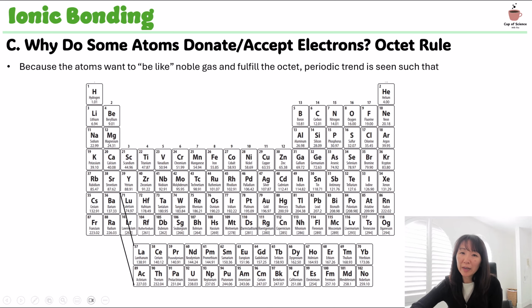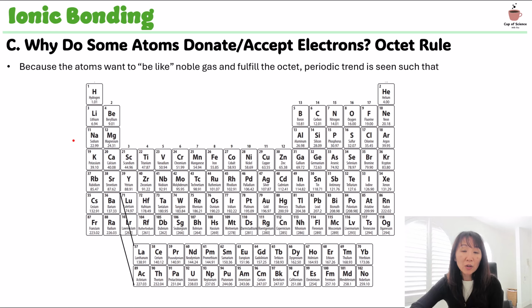Now I'm showing you an image of the periodic table, because I want you to see that the trend of why certain columns have certain charges really depends on this octet rule. The atoms want to be like noble gases. What does that mean? It means they want to have 8 electrons in the outermost layer. That's because all of these noble gases, from helium and on, have 8 electrons around their valence shell, so they want to be like them and fulfill the octet.